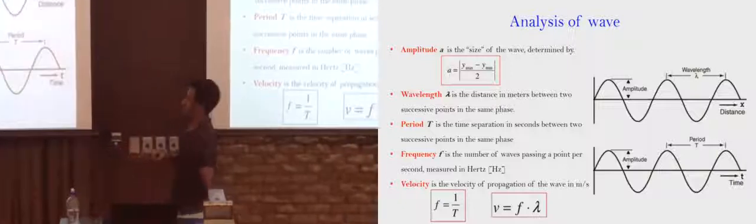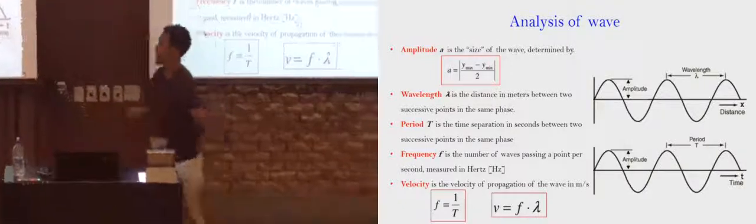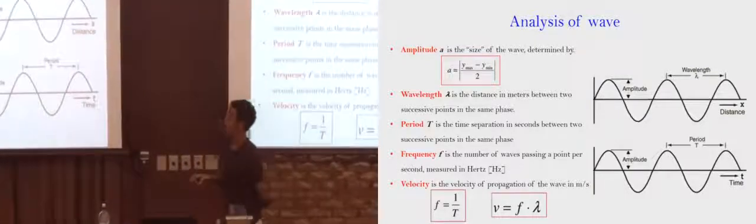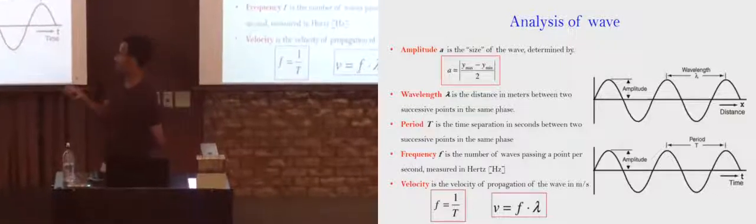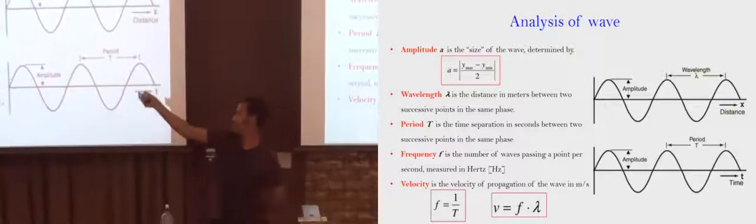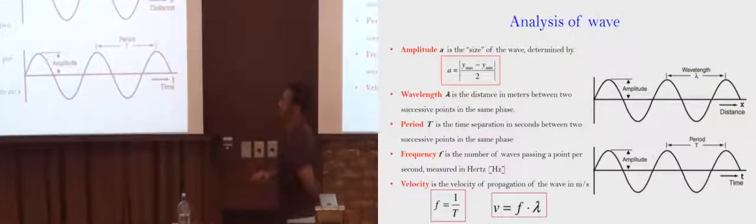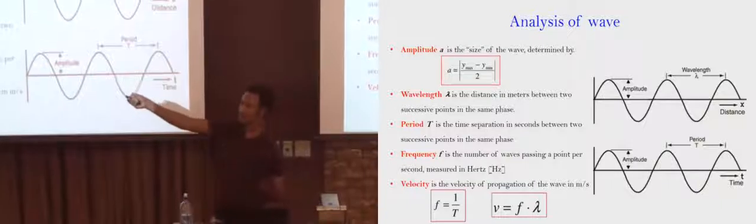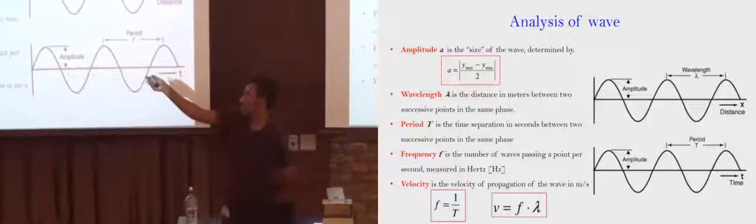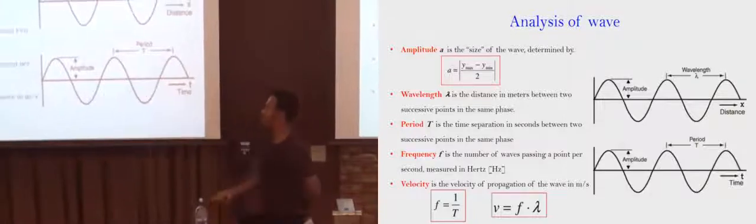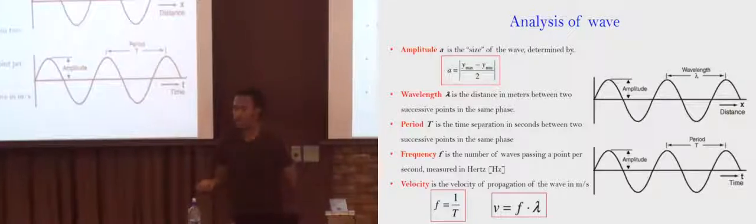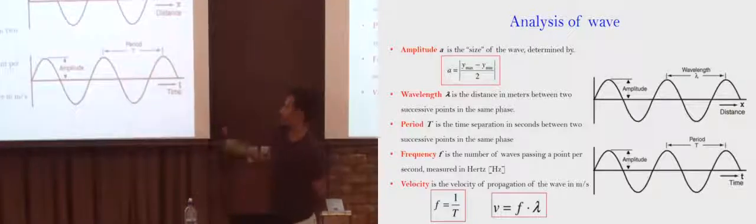So the parameters that we saw before can be expressed in terms of this function or analysis of wave. Amplitude is the distance between the equilibrium point to the maximum point, or in terms of the lower point also you can explain it. It is equivalent to the maximum point minus minimum point over 2, which is the distance between this and this. Wavelength is the distance in meters between two successive points or two same phase points.